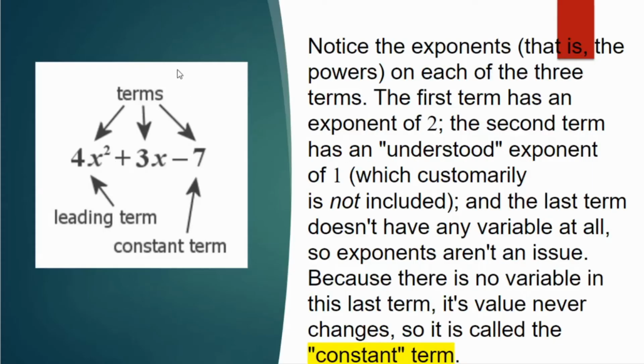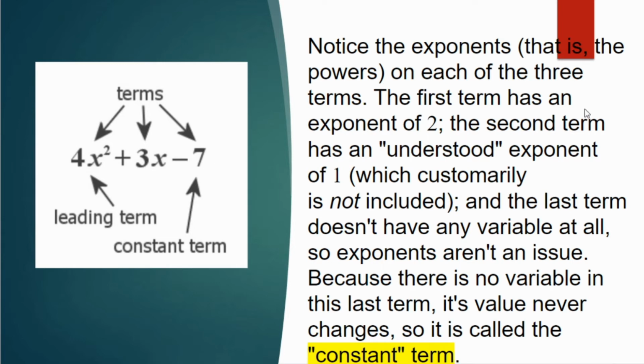So, let's have the example: 4x squared plus 3x minus 7. These are the terms: we have 4x squared, 3x, and negative 7. So, what is the leading term? The leading term is 4x squared, and the constant term is negative 7.